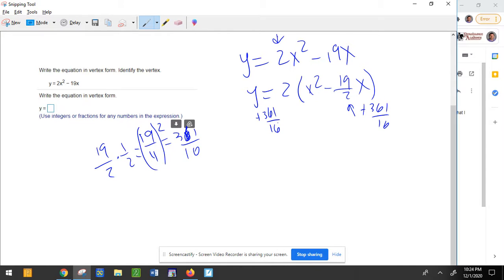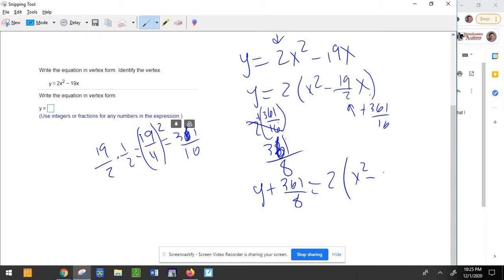When you're multiplying it on the left side, because we're adding it inside the parentheses on the right side, that 2 needs to be multiplied over here. So ultimately, it'll be 361 over 8, because the 2 and the 16, you can take a 2 out of both, right? So what you end up with is y plus 361 over 8 is equal to 2 times x squared minus 19 halves x plus 361 over 16.